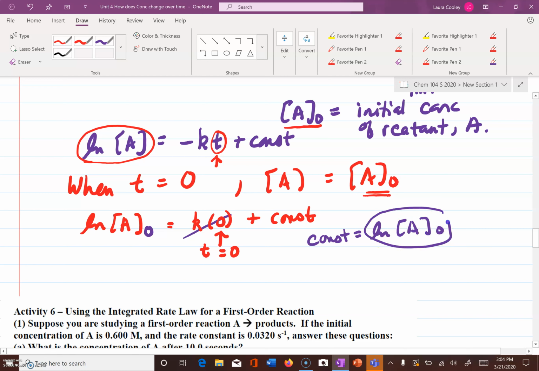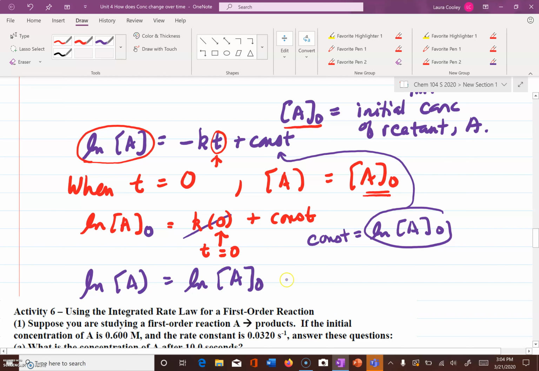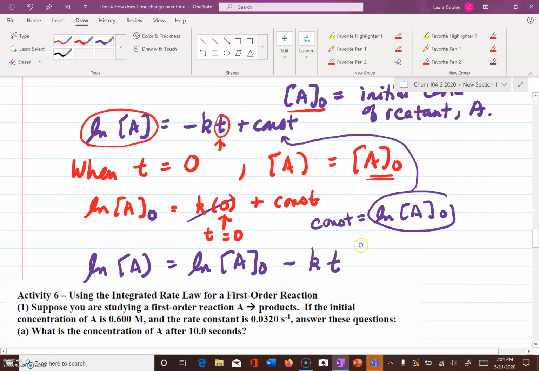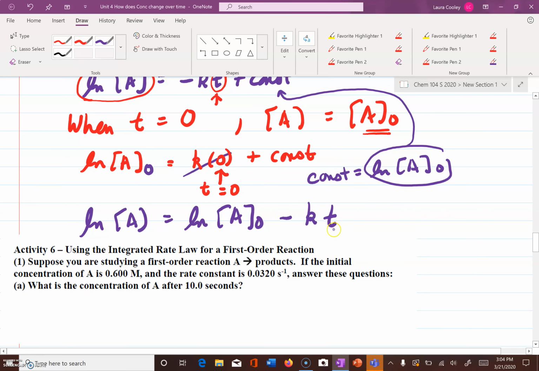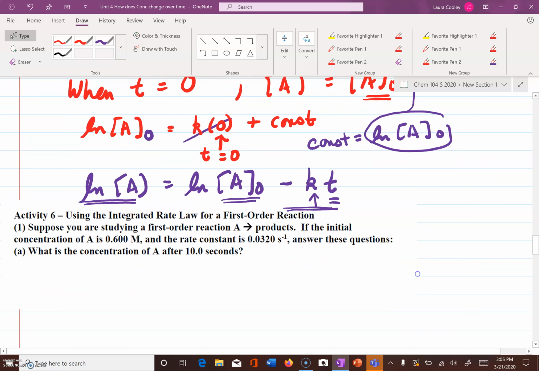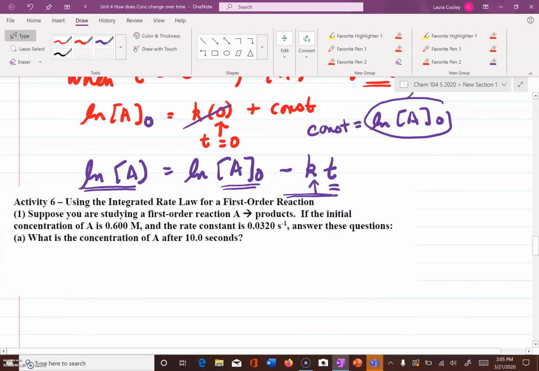So I can substitute that back into the equation, and I end up with the natural log of A is the natural log of the initial concentration of A minus k times t. So that means I can put in any time I want, multiply it by the rate constant k, subtract that from the natural log of the initial concentration of A, and I will get the natural log of A. Now, we're going to practice using this equation, so don't get all scared about it, okay?